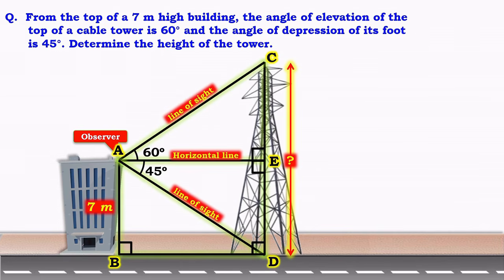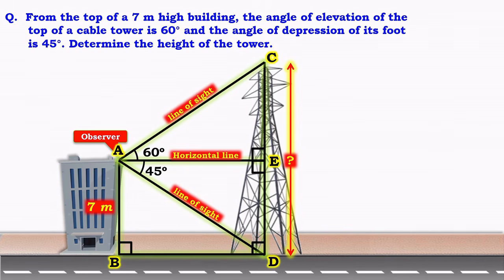The angle between the horizontal line and this line of sight is 60 degrees. Therefore, the angle of elevation is 60 degrees. Similarly, AD is the line of sight from the observer to the foot of the cable tower. The angle between the horizontal line and AD is 45 degrees. Therefore, the angle of depression is 45 degrees.